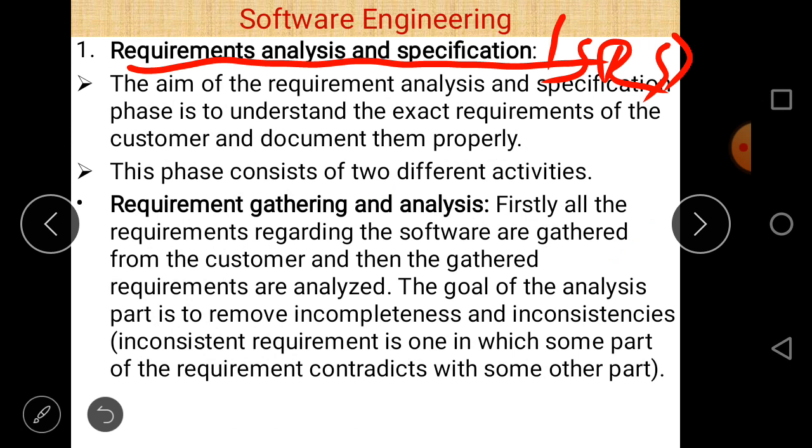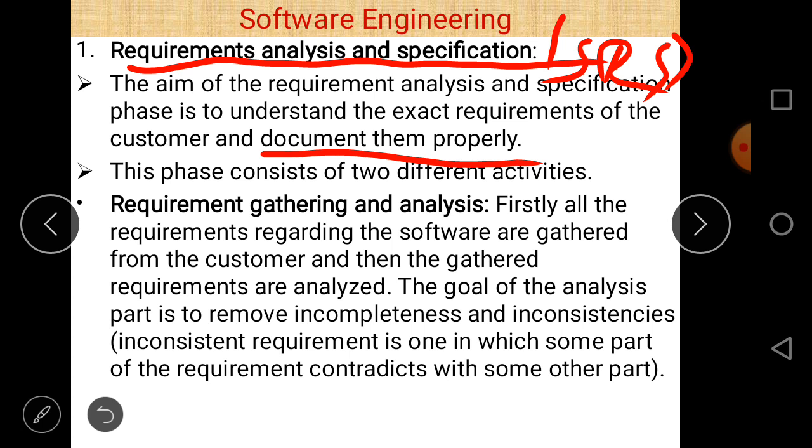So the aim of the requirement analysis and specification phase is to understand the exact requirement of the customer and document them properly. So in this phase, what we have to do is just find out the exact requirement of the customer, what the customer wants from us, and document them properly. And basically this requirement analysis contains two parts.